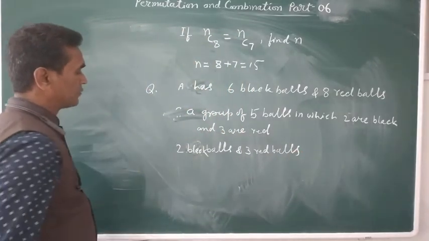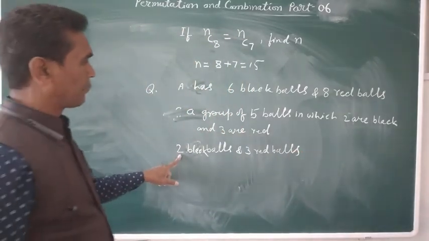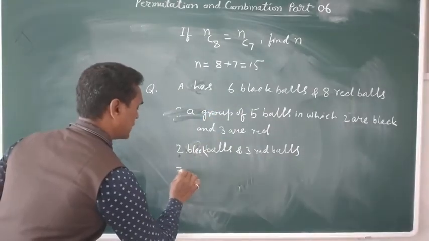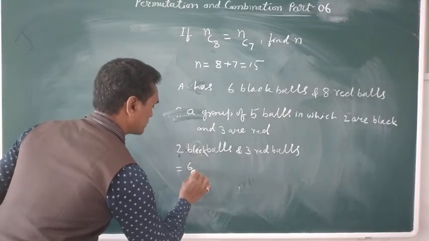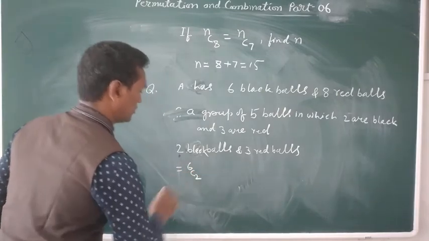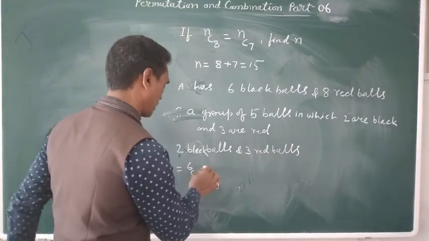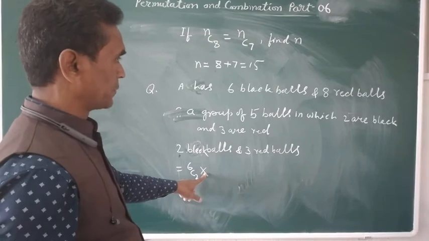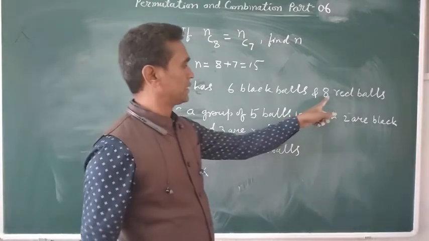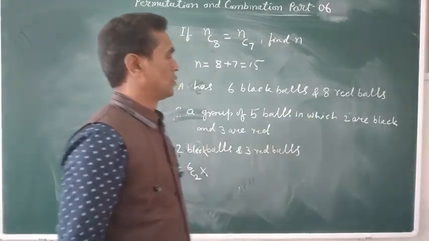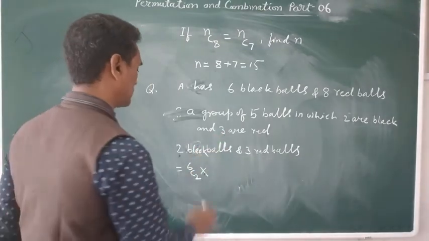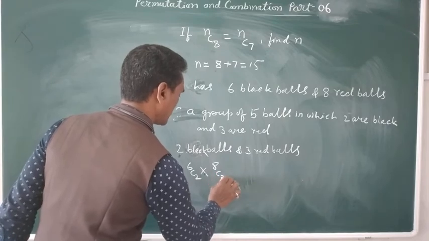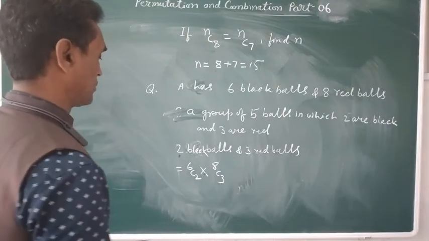So how many ways can we select 2 black balls out of 6 black balls? This can be done as 6C2. According to the fundamental principle of multiplication, we have to multiply here. Now from 8 red balls we have to select 3 red balls. Then how many ways can we do this? 8C3.